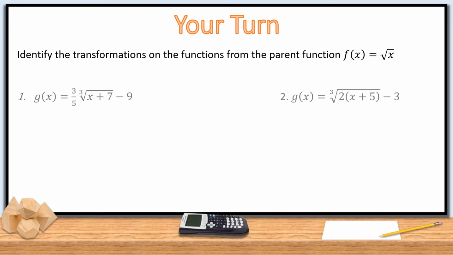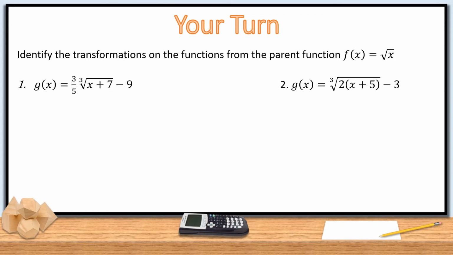Take a shot at it. So here are your two transformed functions. Identify the transformations. Pause the video, come back, and see how you did. Okay, so the first one, 3/5. 3/5 is less than 1, so this is a vertical compression by 3/5. h is -7, so we're going to translate left 7, and then k is -9, so down 9.